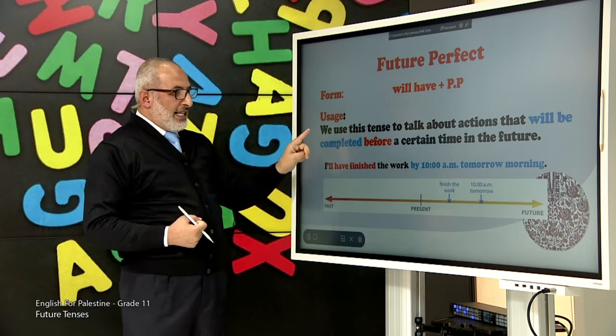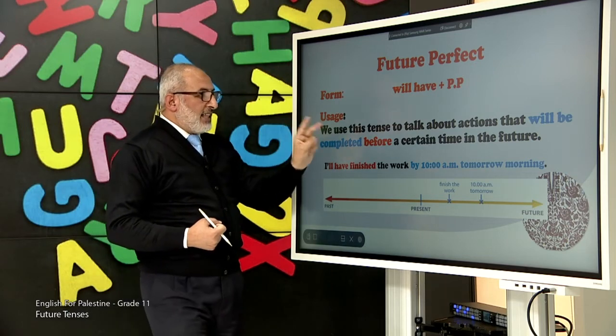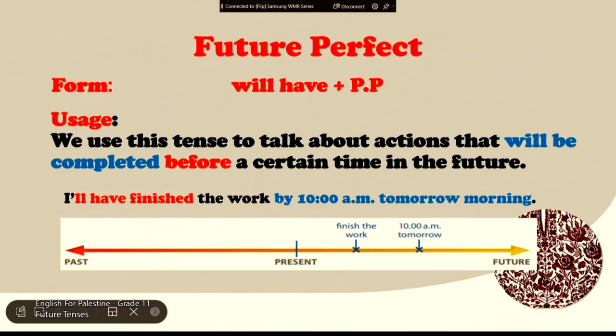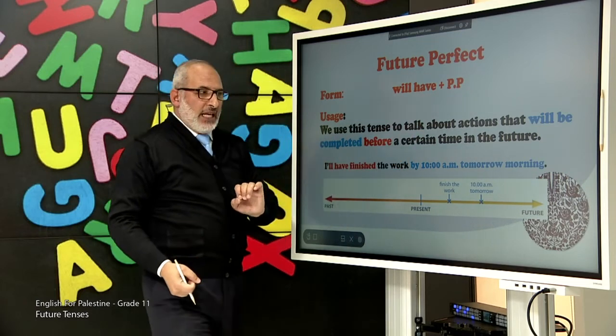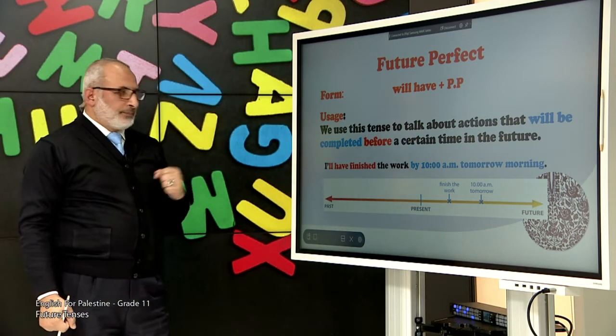The first one is we use this tense to talk about actions that will be completed before a certain time in the future. Be careful, please, and pay attention, my dear students. Again, we use this tense to talk about actions that will be completed before a certain time in the future. Let's look at this example here.